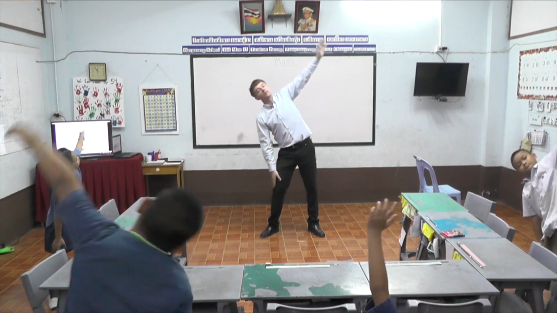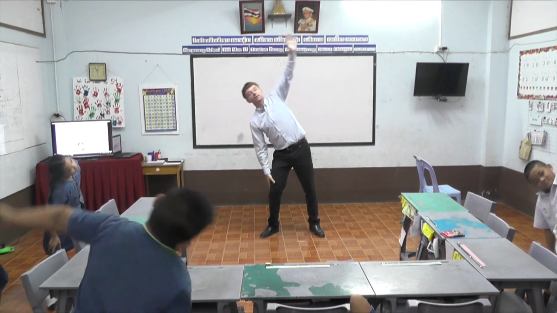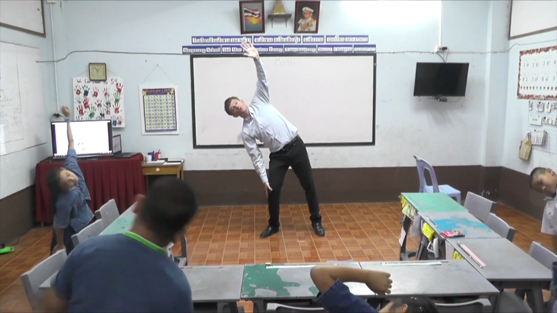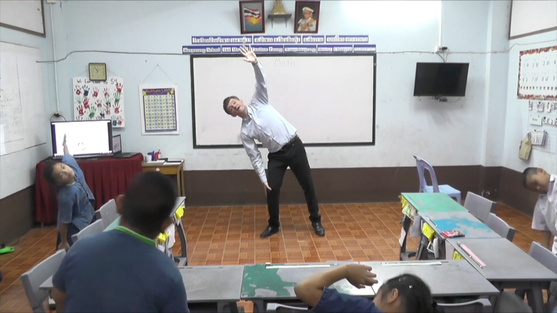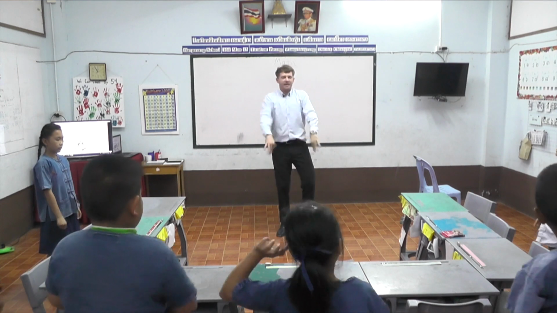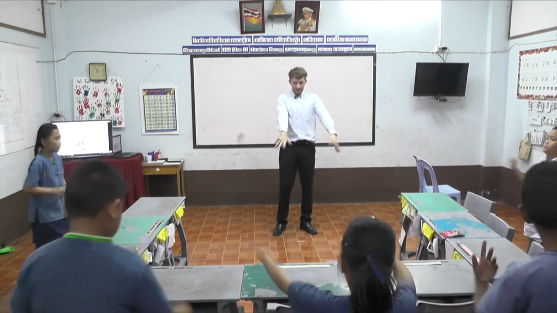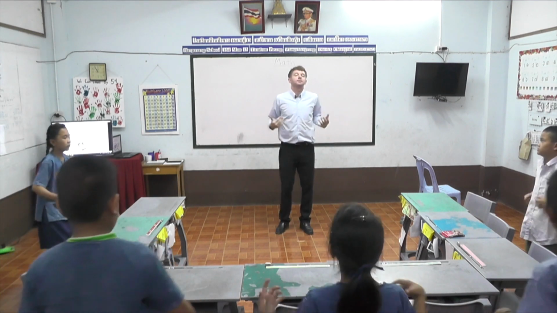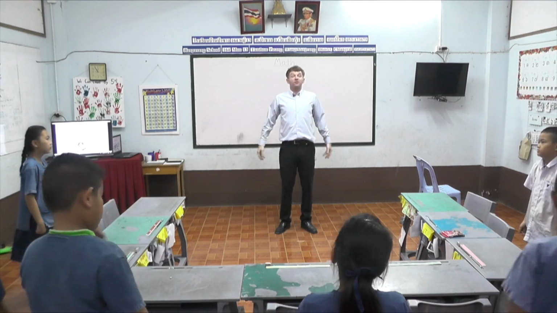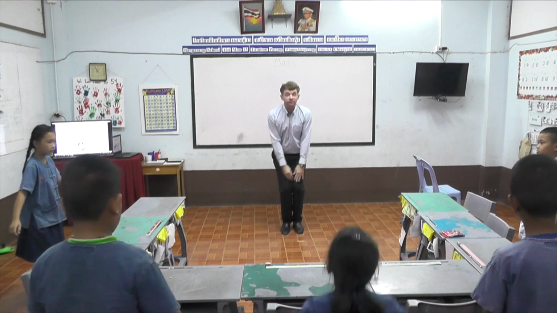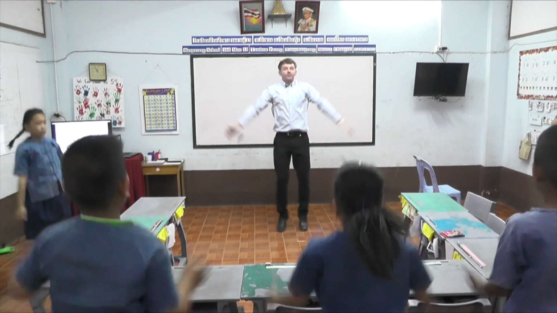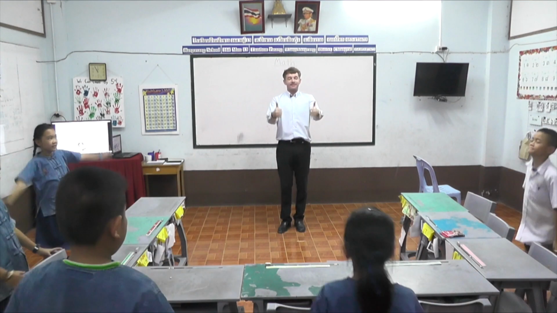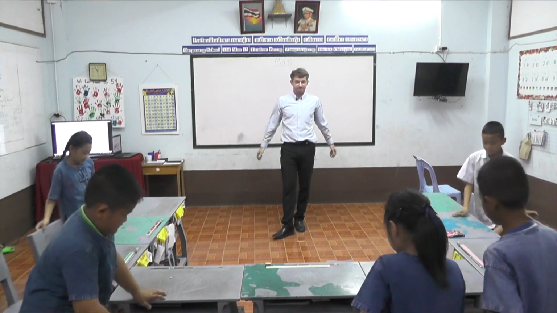Next we'll do 5 to our right. 1, 2, 3, 4, 5. Very good guys. And let's shake it out. Arms, legs, head. Shake it out. And to finish, we'll do 5 star jumps. 1, 2, 3, 4, 5. Excellent guys. Have a seat.